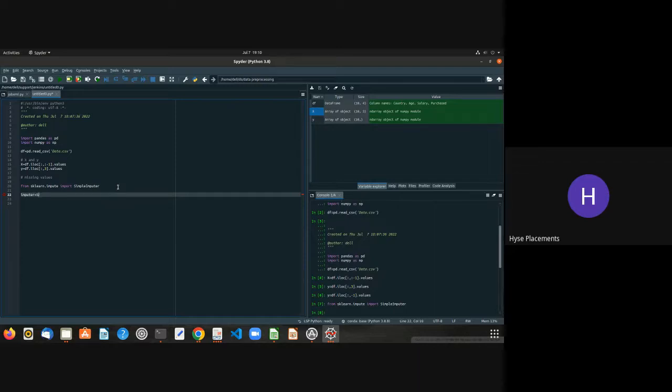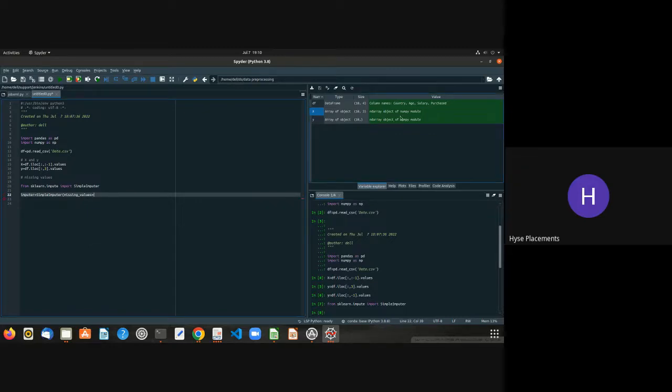Okay, see, I'm going to use SimpleImputer. Good. And inside the SimpleImputer, we have parameters. The parameters are like, if you want to fill the missing values, what is the pattern of those missing values? So we need to give the pattern for the missing values.